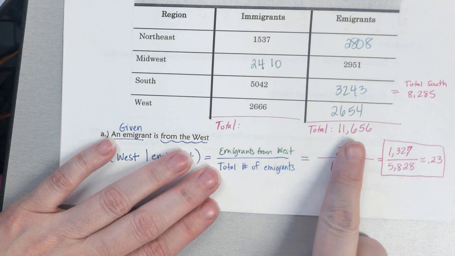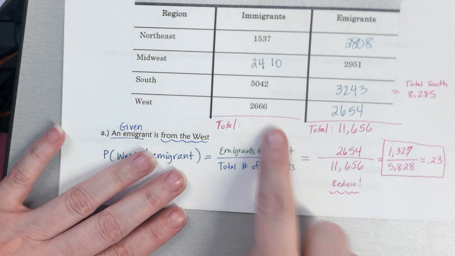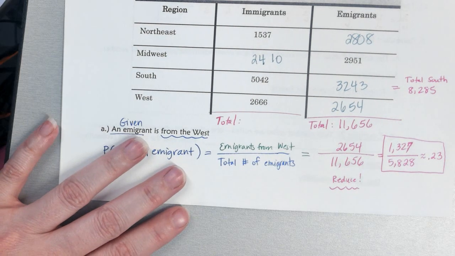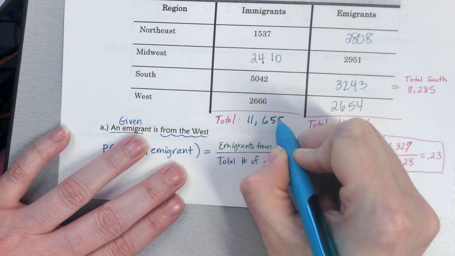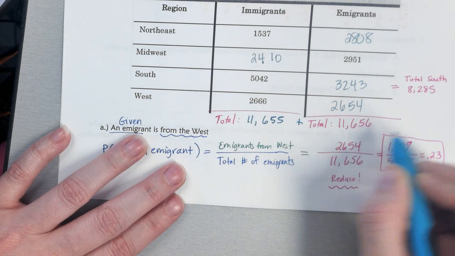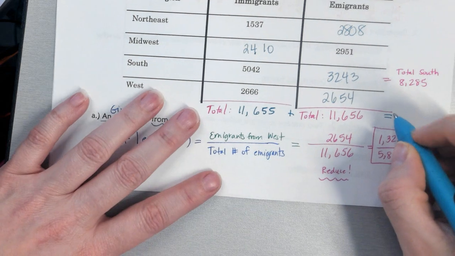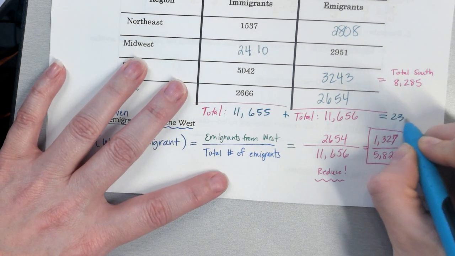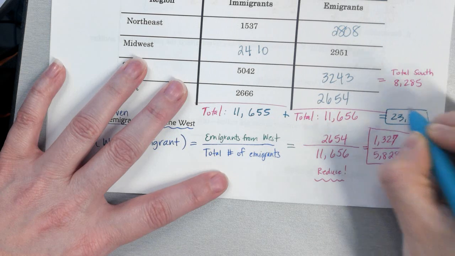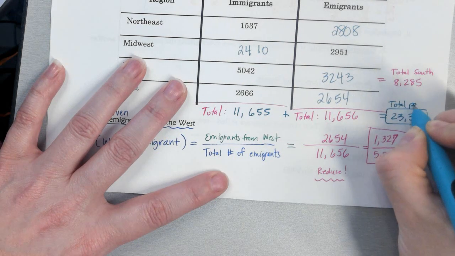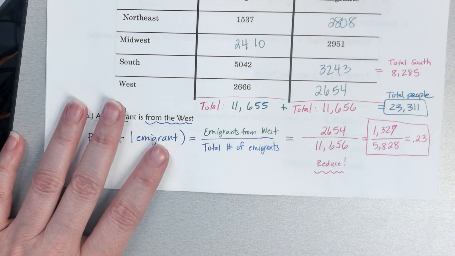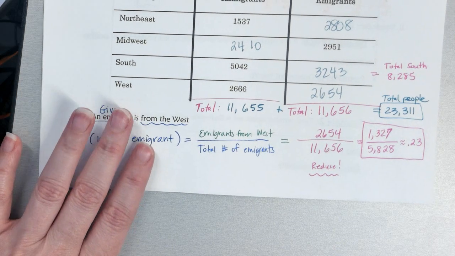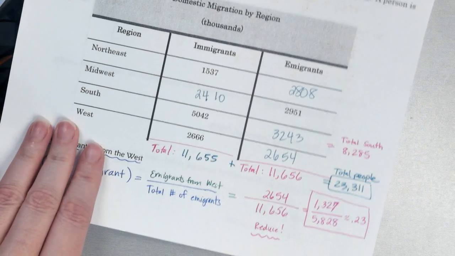And so when you're finding the total, I had you find these two totals for the two columns. What did we get for this column? 11,685. Good. So now that we have both of those to find the total, just add these two together. So when we add them together, it'll be 23,311. That's the total people. So that's what's going to go in the denominator.